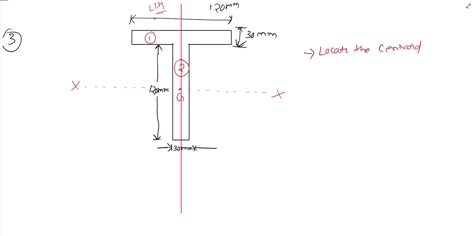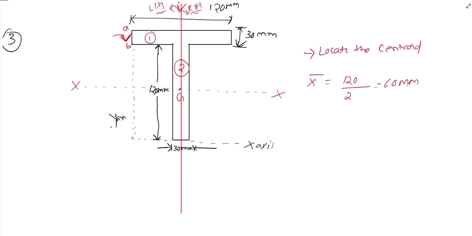Whatever we see on the LHS side, we see the same on the RHS side. Whatever we see on the left hand side of this axis, we see the same on the right hand side. So this is symmetry about this vertical axis. So symmetry about the vertical axis means its x bar will lie at a distance of 120 by 2, that is 60 millimeter from this edge. Let this edge be named AB. It will be at a distance of 60 millimeter from edge AB. Suppose this is our x axis and this is our y axis and this is our origin.